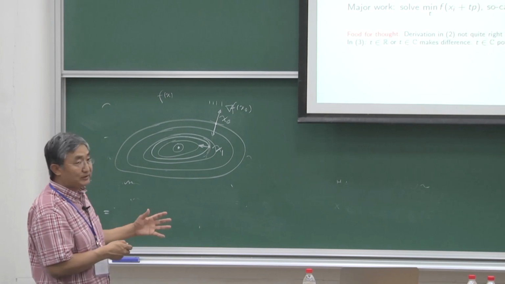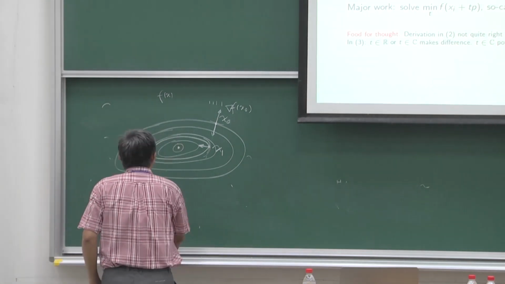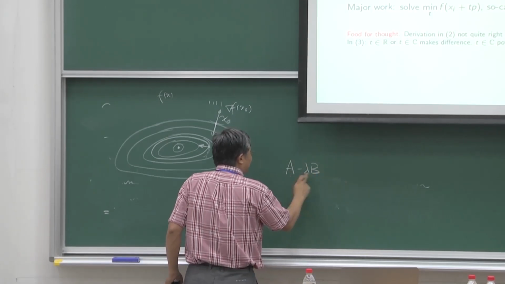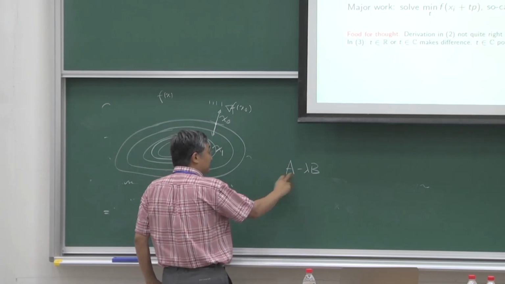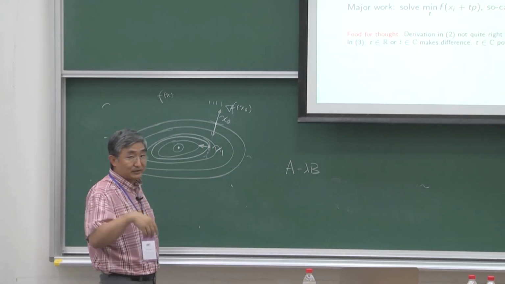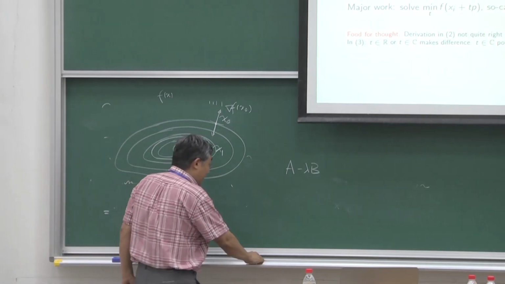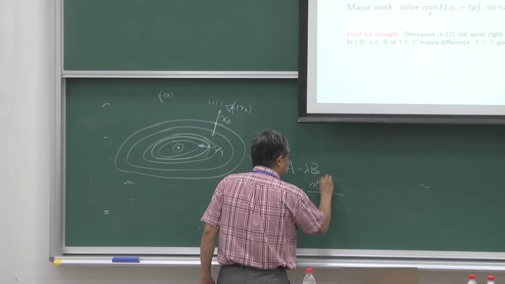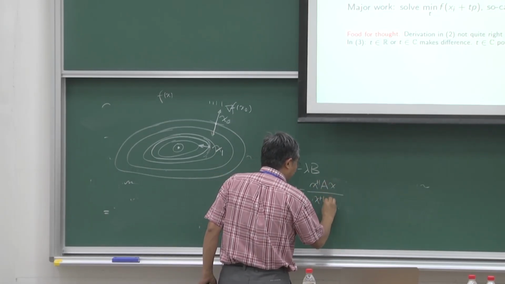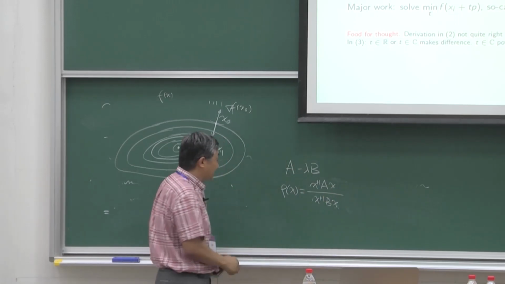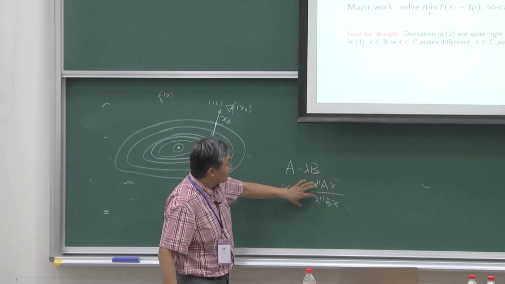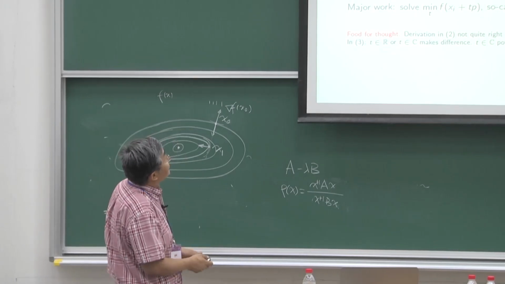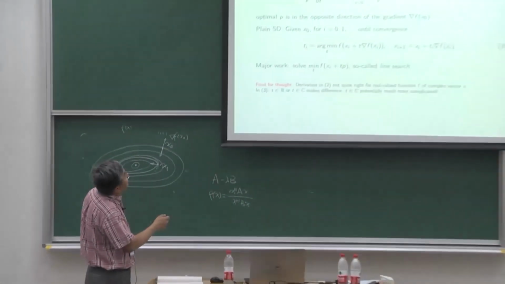In the Hermitian eigenvalue problem, we just talked about A minus lambda Bx. If A and B could be complex, the eigenvector could be complex. The Rayleigh quotient rho of x, where x is complex, is a real value function, but the variable x is complex. And the derivation here is this equation here, equation 2.